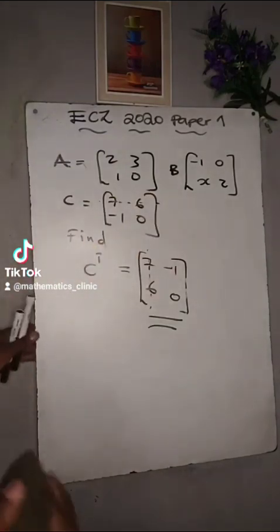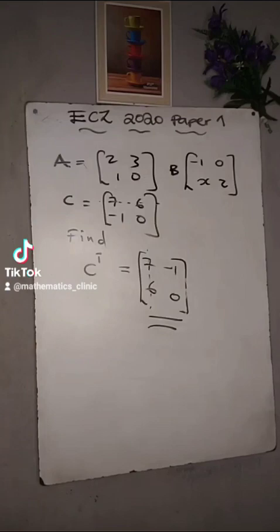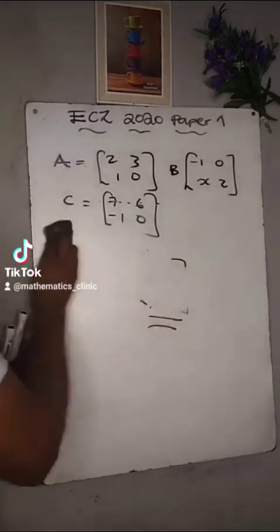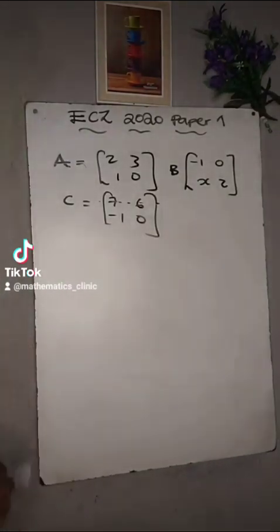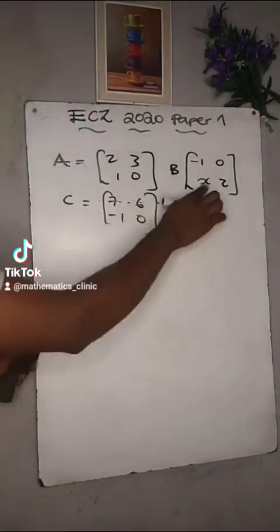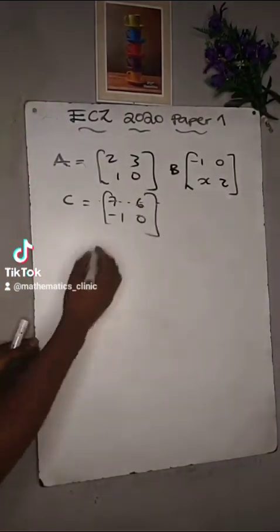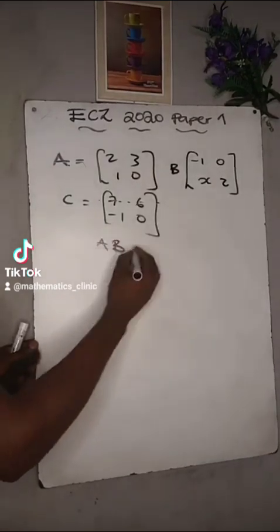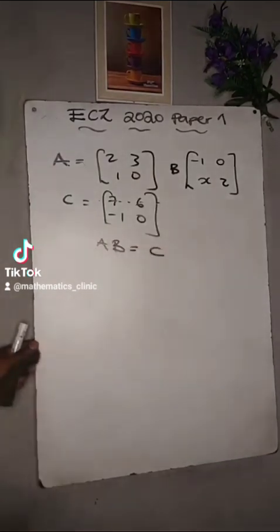All right, let's continue. The next question is saying, find x for which AB is equal to C. That's what we are going to do next. They want us to find the value of x. They're saying that the product AB is equal to C.